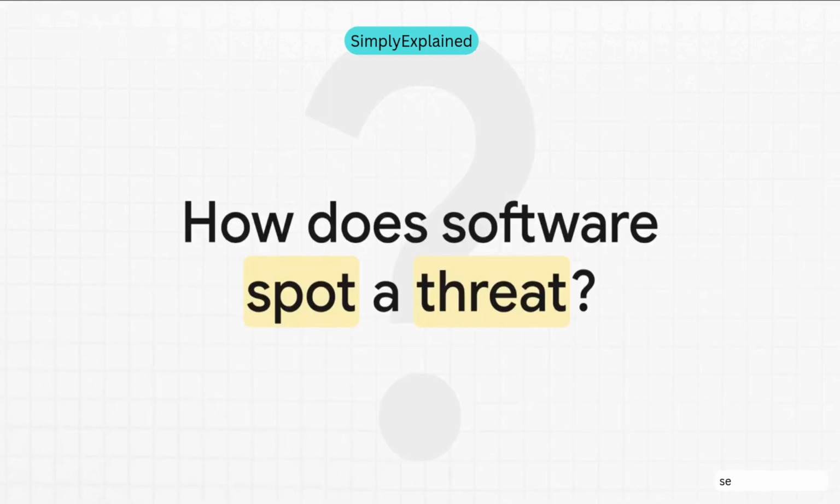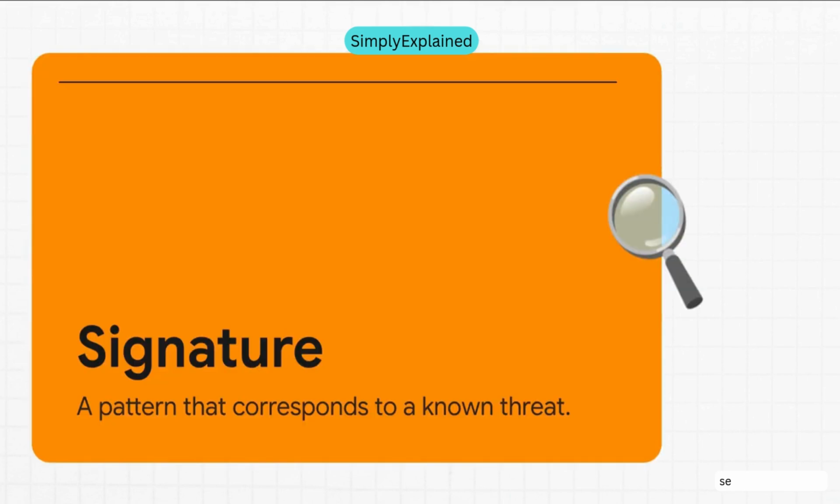So let's just start with the biggest question right up front. How does any piece of software, say your antivirus program, actually know it's looking at something malicious? I mean, how does it tell the difference between a dangerous virus and your vacation photos? Well, the answer comes down to one key word, signature.